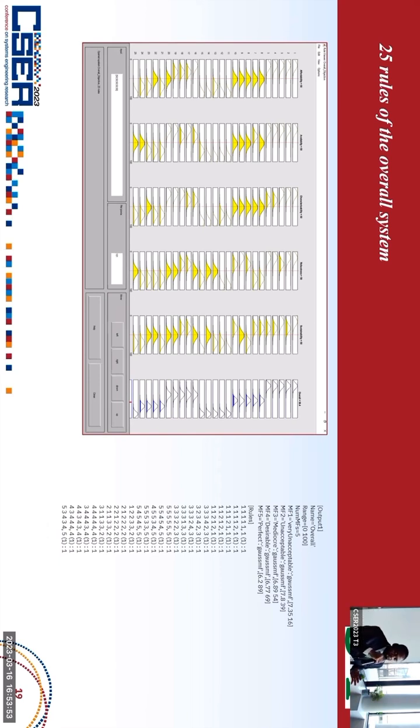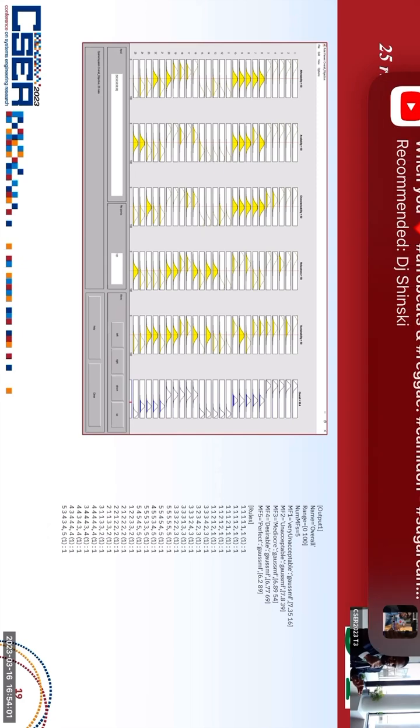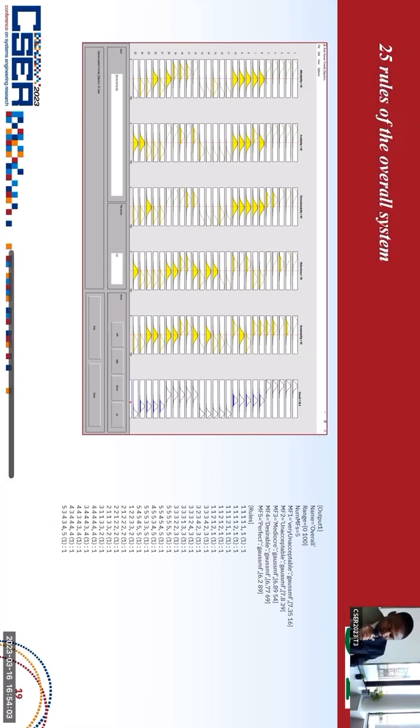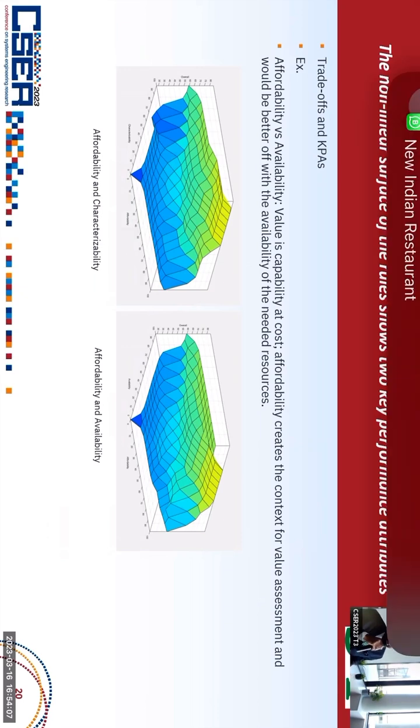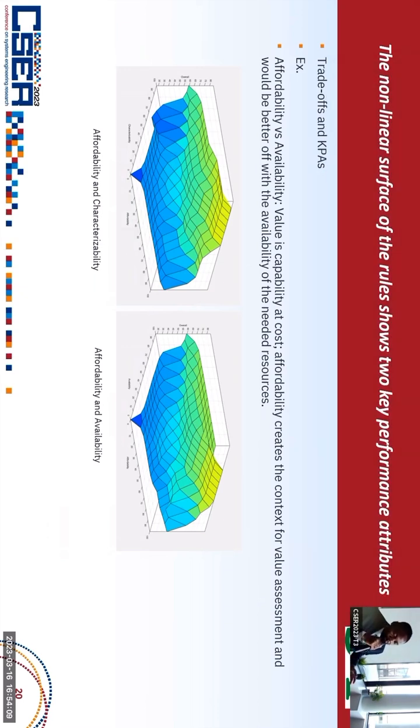And these rules are able to help the system to define a scripting and also to be able to give an overall solution to the system. Now, this is my trade-offs between affordability and characterizability, affordability, availability.